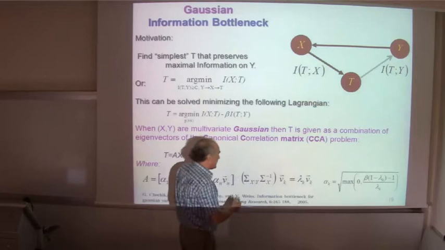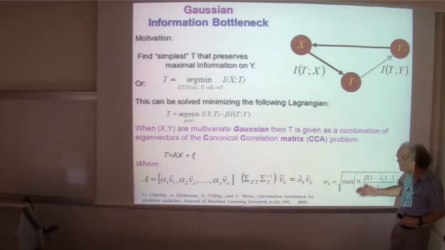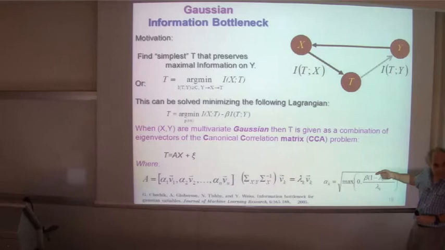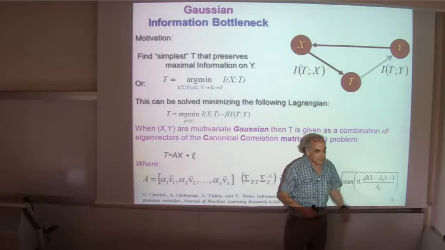So this means that there is some critical value of beta, or set of critical values of beta, which appear. When you increase beta, you get higher and higher values. So the critical beta really looks like 1 over 1 minus lambda k. So these are precisely those phase transitions that I mentioned.